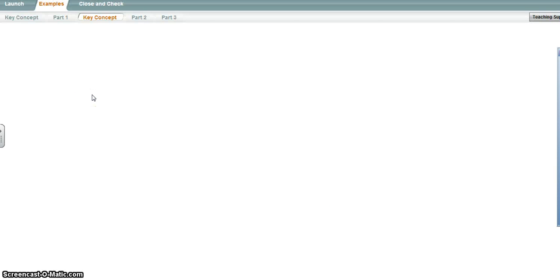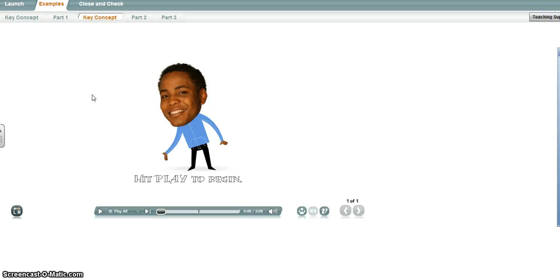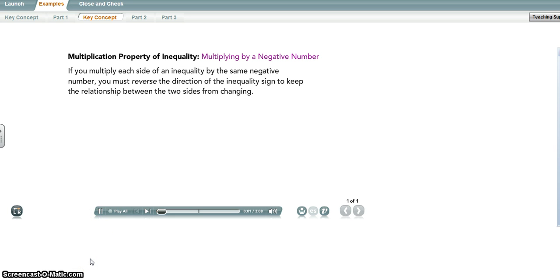Okay, so we've only been talking about multiplying and dividing with positive values. So let's look at what happens whenever you multiply or divide by a negative value. The multiplication property of inequality for multiplying by a negative number states that if you multiply each side of an inequality by the same negative number, you must reverse the direction of the inequality sign to keep the relationship between the two sides from changing. If A is less than B, then A times C is greater than B times C for all numbers A, B, and C, where C is less than 0.